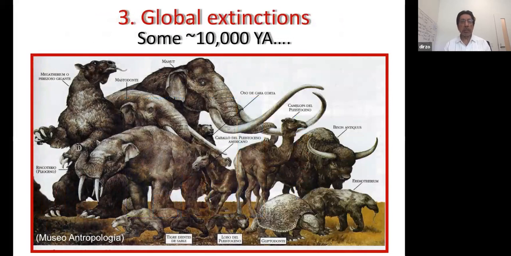Now, I don't mean to minimize or to say that global extinctions are not important. Of course, from the biological point of view, from the taxonomic point of view, from the ethical point of view, we need to be concerned about the global extinctions of species when they disappear from the face of the planet. And as this incredible slide illustrates, we have seen global extinctions that have been occurring since 10,000 years ago.